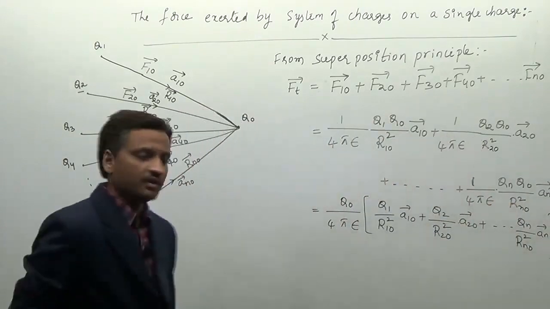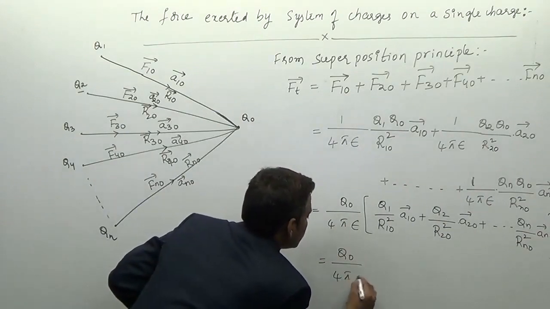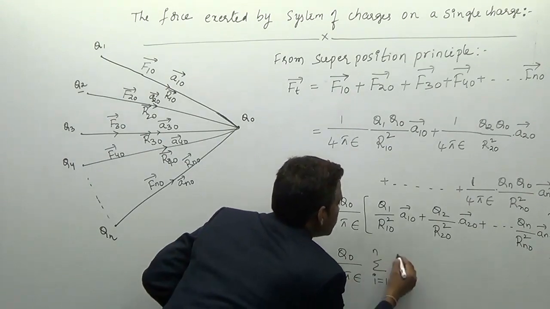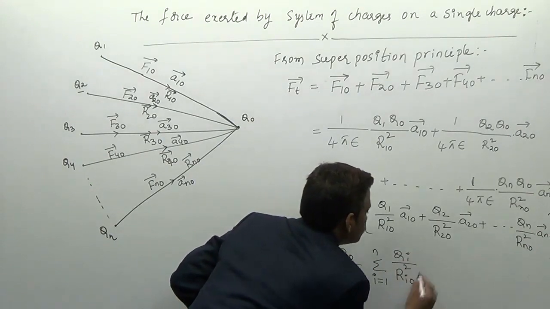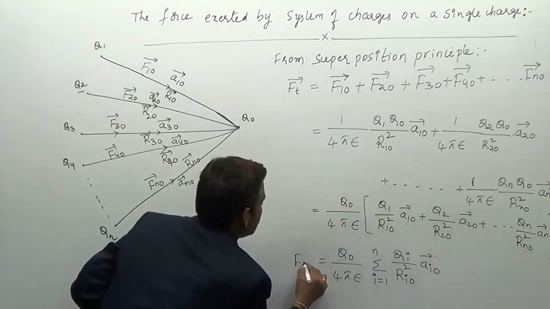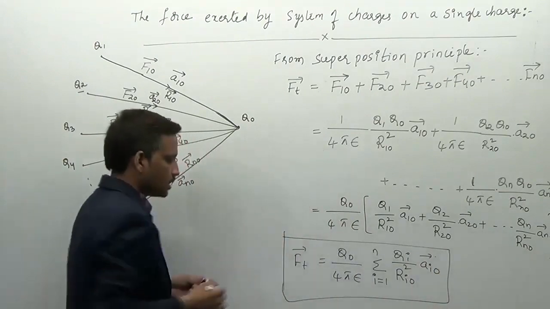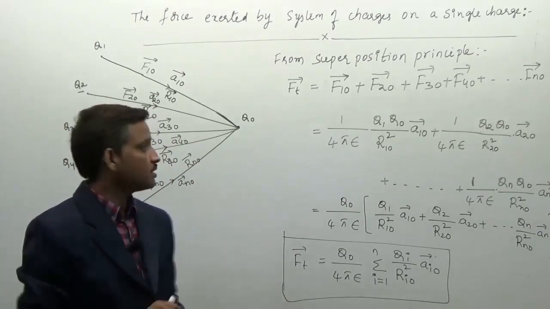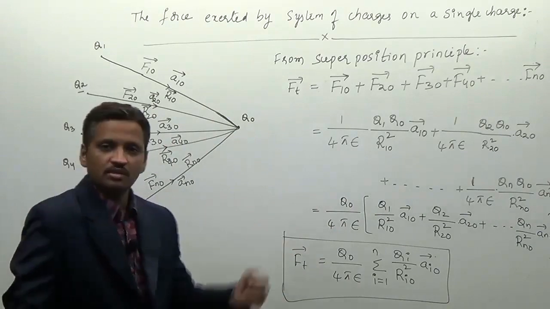This can be further simplified as Q0 by 4 pi epsilon into the sigma, i equal to 1 to n, of Qi by Ri0 whole square into the vector Ai0. So this is the total force on a single charge Q0 due to a system of charges, and we are able to solve many problems by using this particular expression.